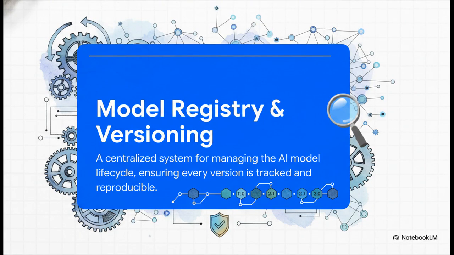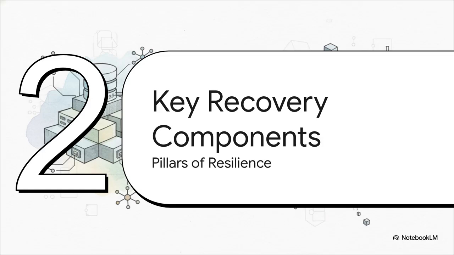Well, the answer is right here. A model registry with really solid versioning. Think of this as the command center for your AI. It's not just some folder where you dump files. No way. This is a structured, centralized system that's built to manage the whole lifecycle and make sure every single version of every model is tracked, stored, and, this is the most important part, completely reproducible when you need it most.